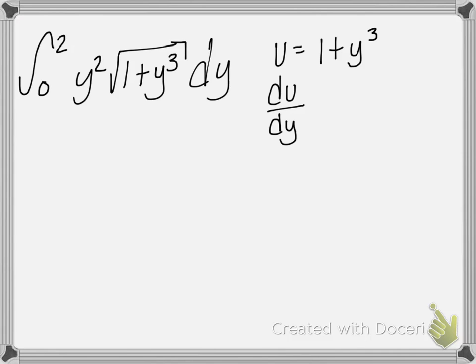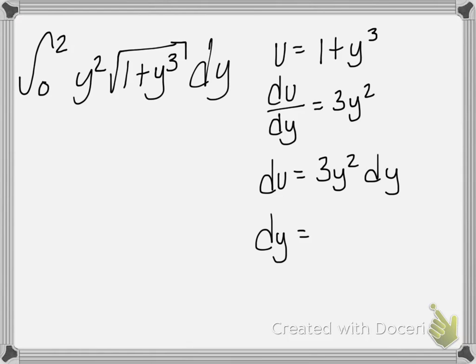du dy is going to be 3y squared, and so du is going to be 3y squared dy, and so dy is going to be equal to du times 1 over 3y squared.